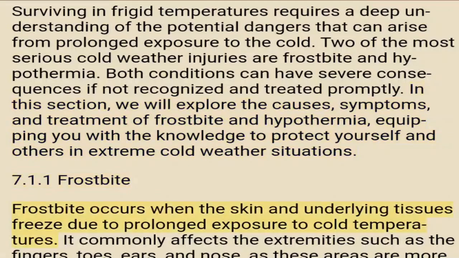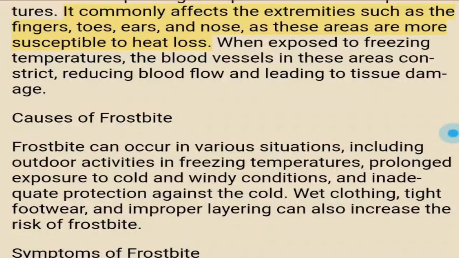7.1.1 Frostbite. Frostbite occurs when the skin and underlying tissues freeze due to prolonged exposure to cold temperatures. It commonly affects the extremities such as the fingers, toes, ears, and nose, as these areas are more susceptible to heat loss. When exposed to freezing temperatures, the blood vessels in these areas constrict, reducing blood flow and leading to tissue damage.